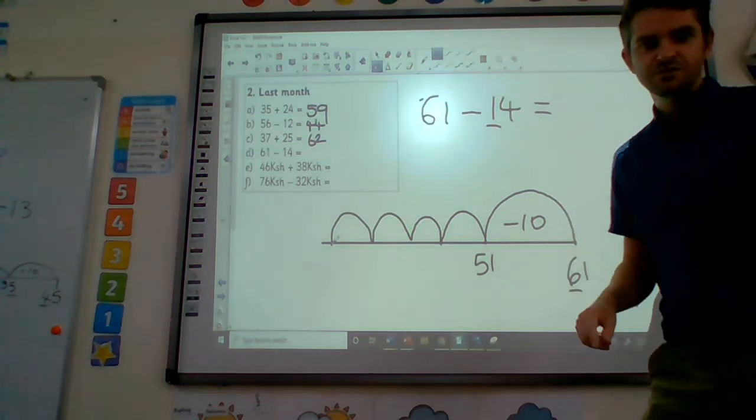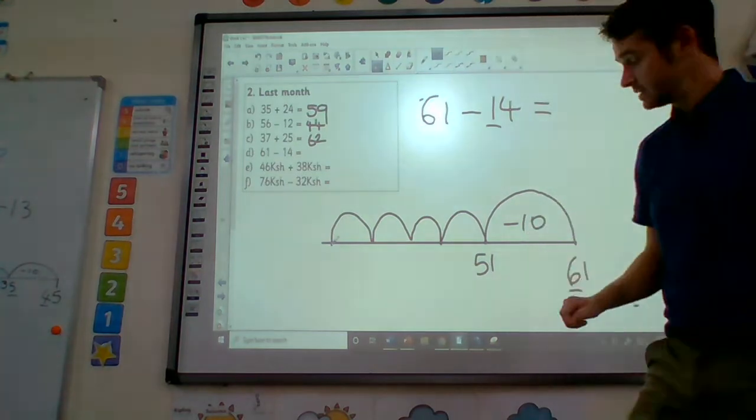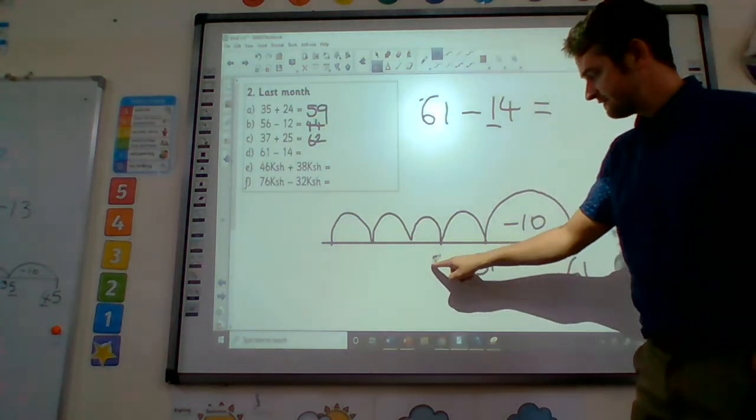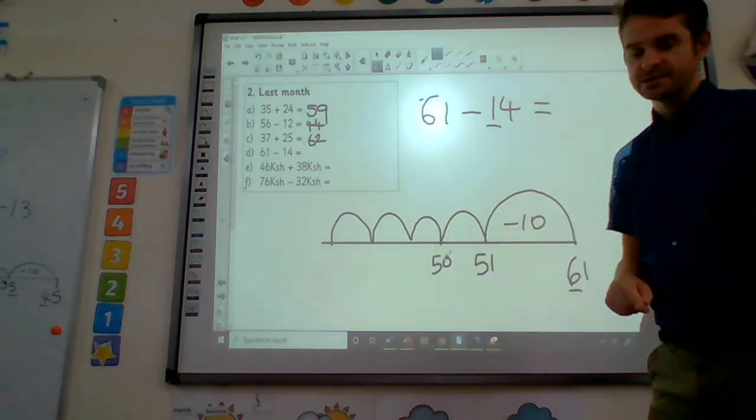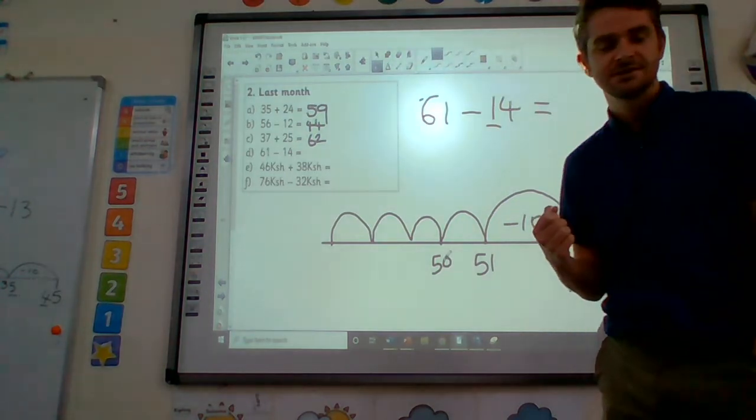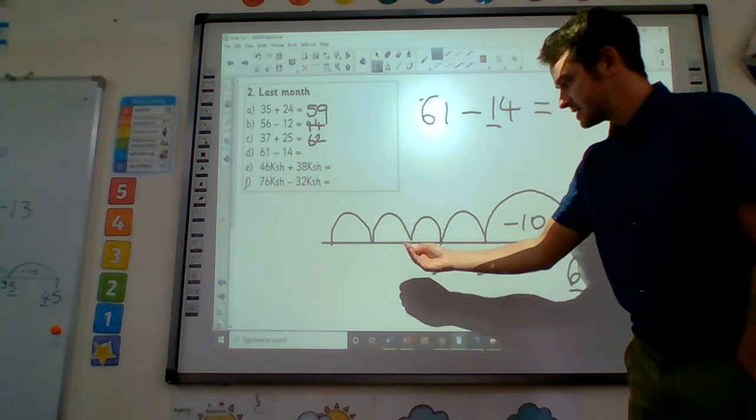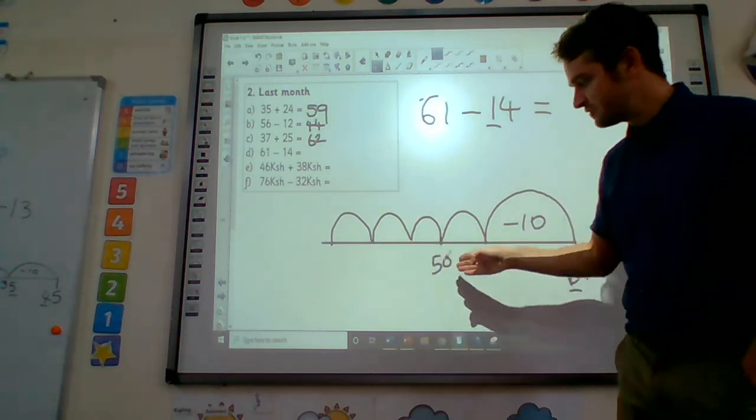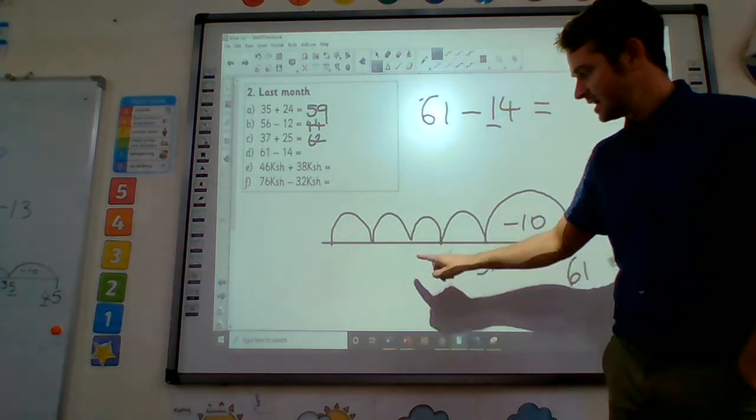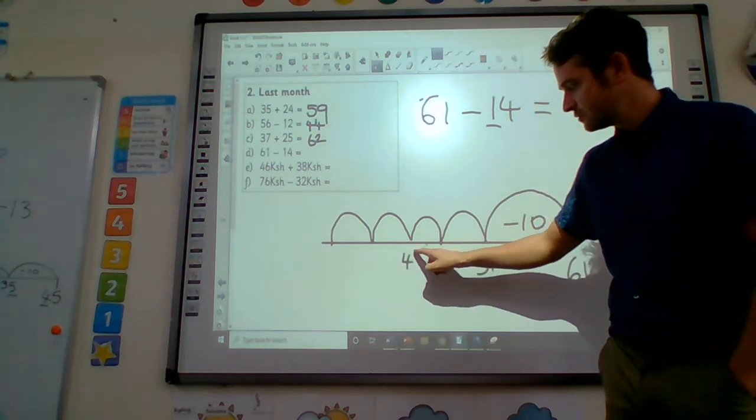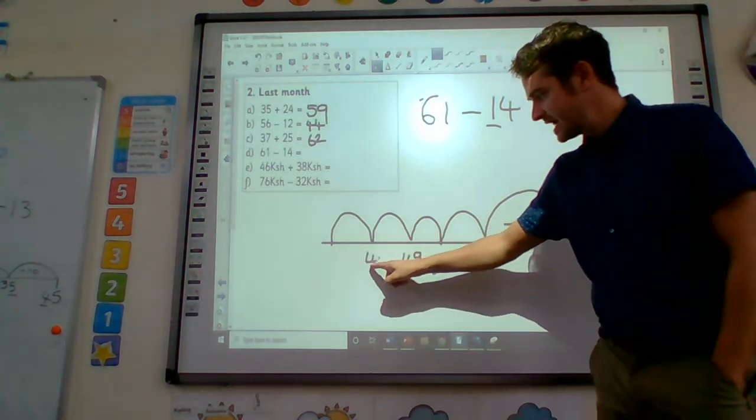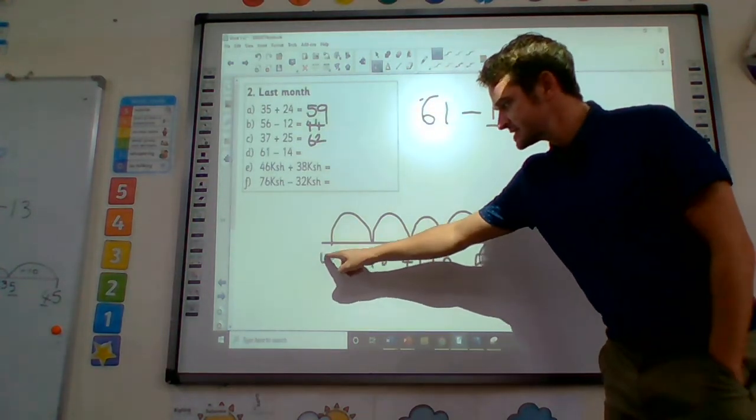Now counting backwards from 51. This can be tricky. 51, 50. Now think about when we're counting backwards. What number is going to be there on this side of 50? What comes before 50? Hopefully you've written 49, 48, 47.